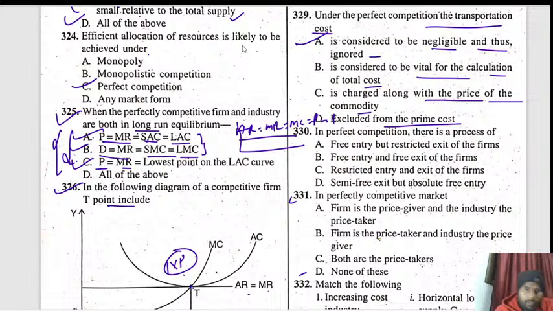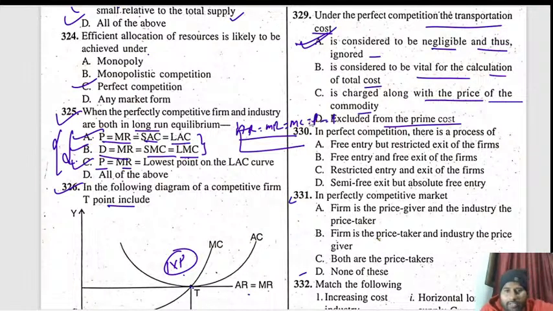3 to 9 is A only. For a producer, it might not seem so, because a producer will always say that transportation costs are a bit high nowadays. But here the thing is, it is considered to be negligible and thus ignored. Transportation costs are thought to be negligible.